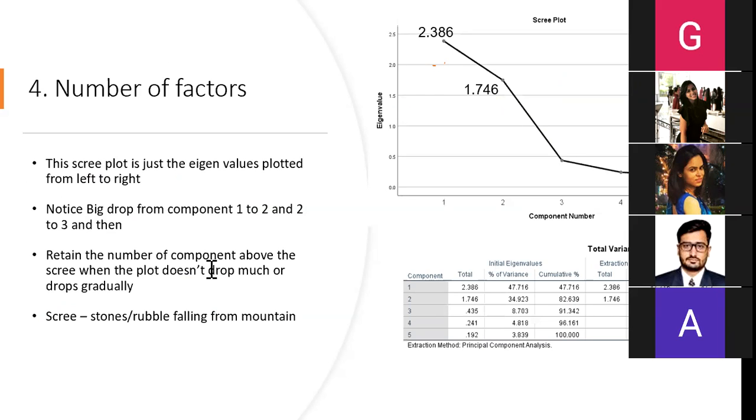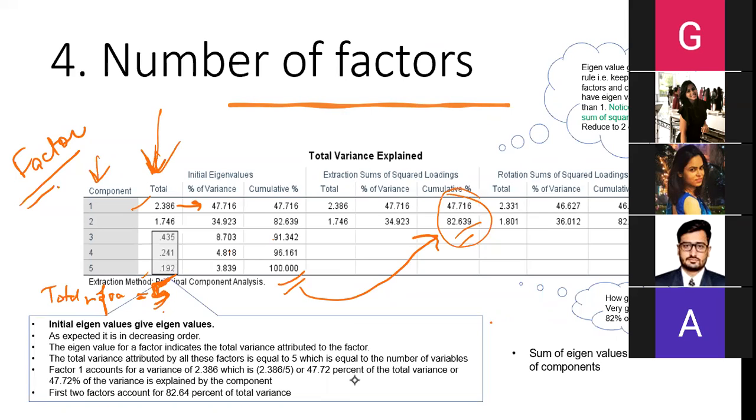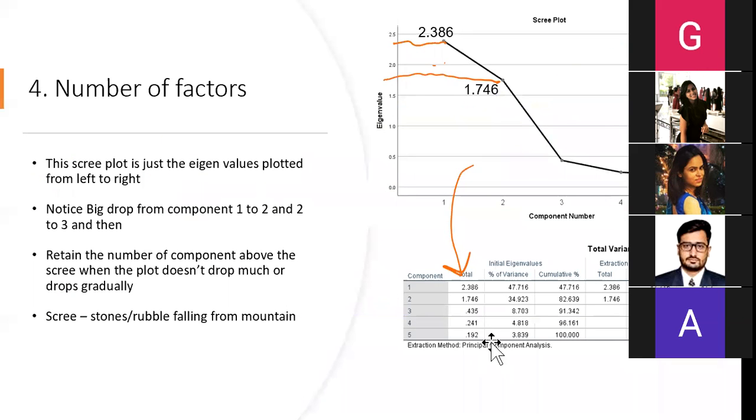Okay. So what is this? This is nothing but the plot of your eigenvalues. See, this is 2.386. This is 1.746. These values are given here, in this table, 2.386, 1.746. Are you able to see this? 2.386 and 1.746. Yes. So the scree plot is made from these values.